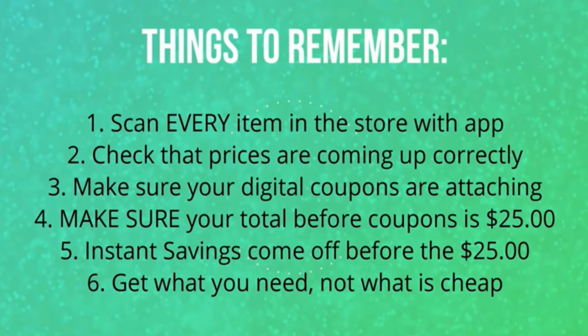Another thing to keep in mind is those instant savings. As an example, if you're doing a $5 off $25 deal and you have a spend $15 on Scott products, save $3 instantly, then you're going to have to make sure your new total is $28 before coupons, because that $3 will come off and you still have to be at that $25 threshold after that instant savings comes off.